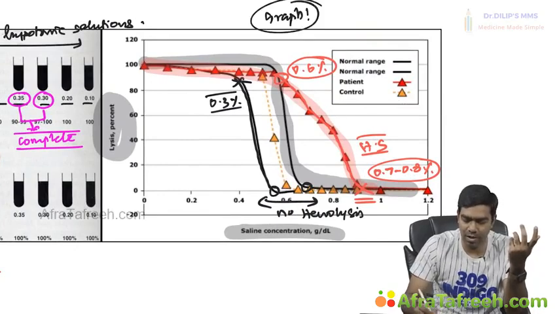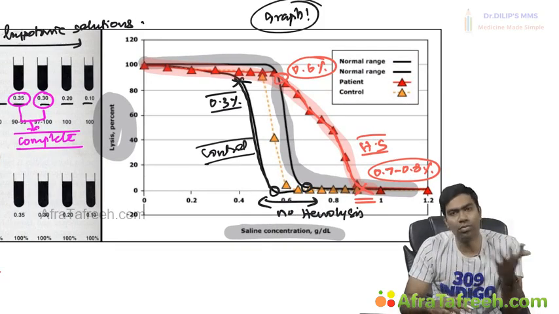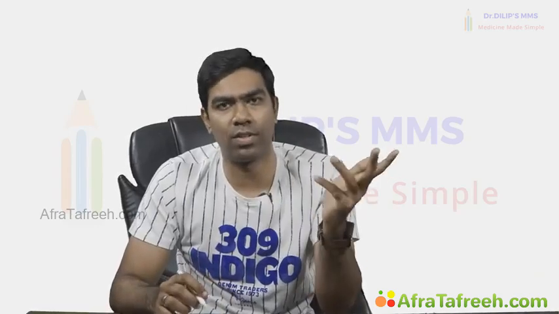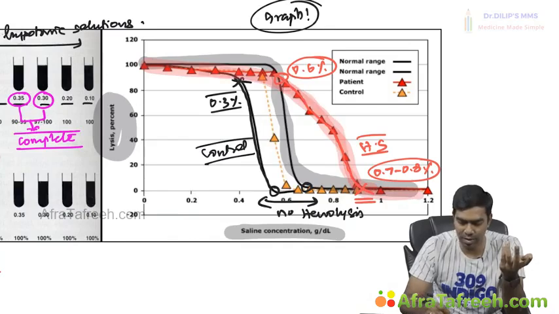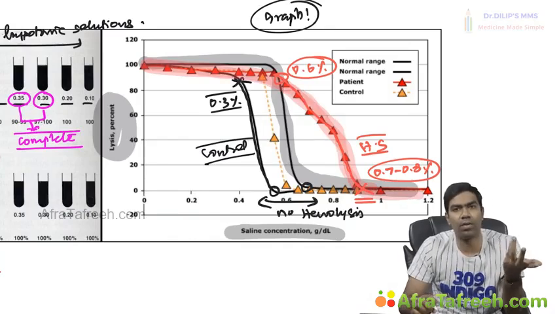So you always have a control graph in this, and then you plot the graph of the hereditary spherocytosis. In a case of suspected hereditary spherocytosis, if the graph is completely different compared to that of the control, and the hemolysis is starting much earlier and ending much earlier, that is what is going to tell you that the patient is suffering from hereditary spherocytosis, not the actual exact value. So plot a graph always, that is the key.